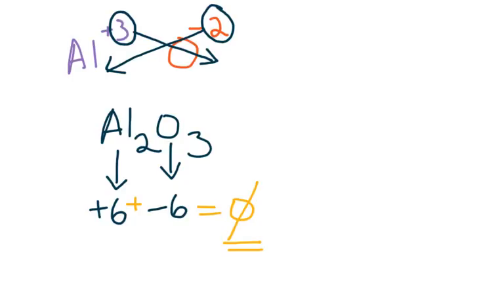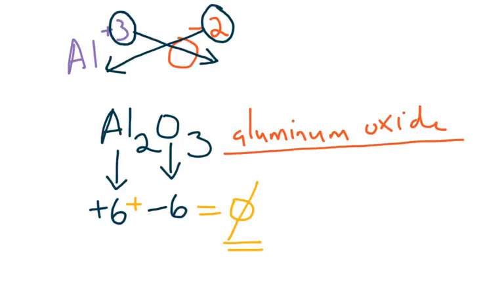Now the second part of the question asked us to name this compound. Whenever we're naming ionic compounds, we always name the metal first. So in this case, that's going to be aluminum. And then we always name the nonmetal with an "ide." So that's going to be oxide. So the name of this formula, Al2O3, is aluminum oxide.